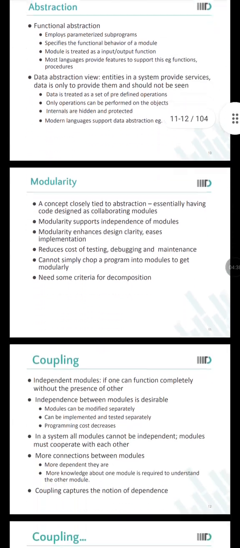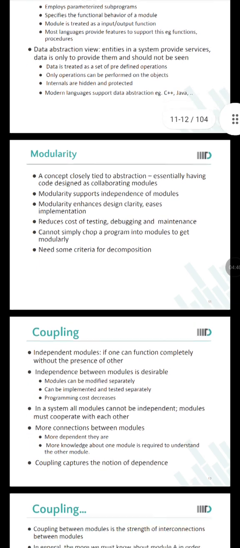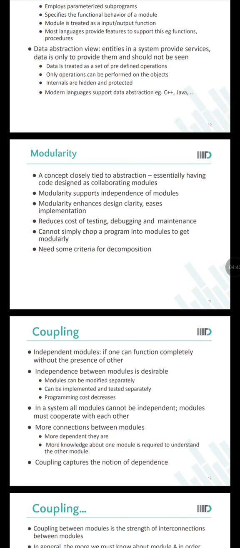Modularity is closely tied to the abstraction concept, but modularity actually supports the independence of modules: how independent each module is, and how less dependent it is on other modules to fetch data. So it reduces the cost of testing, debugging, and maintenance. In the next video, we'll see two main design principle concepts, coupling and cohesion.